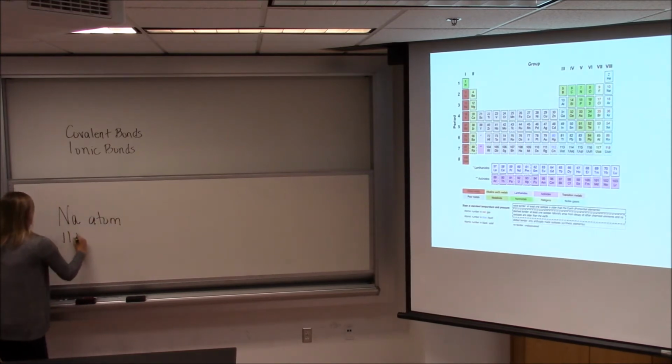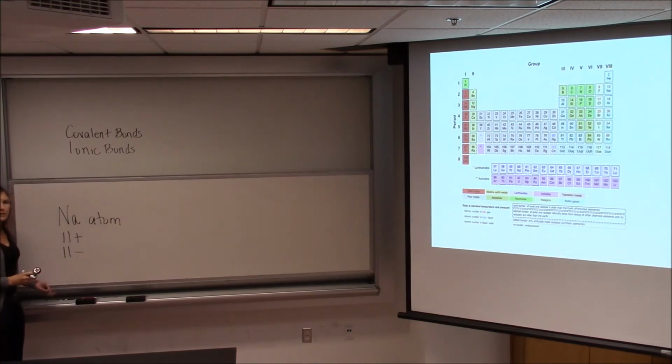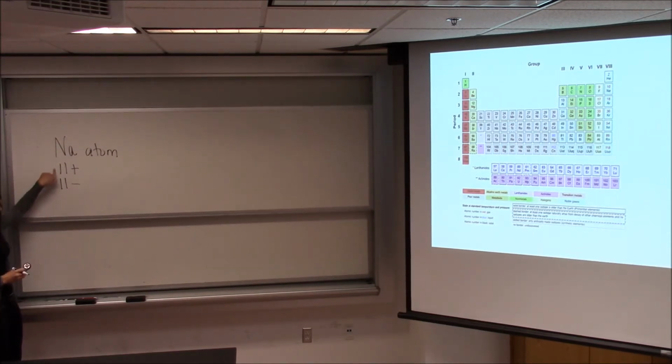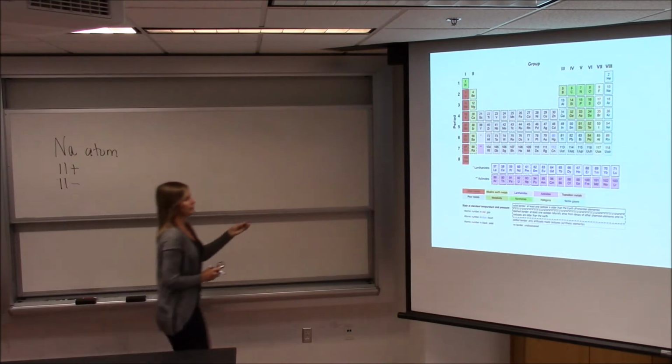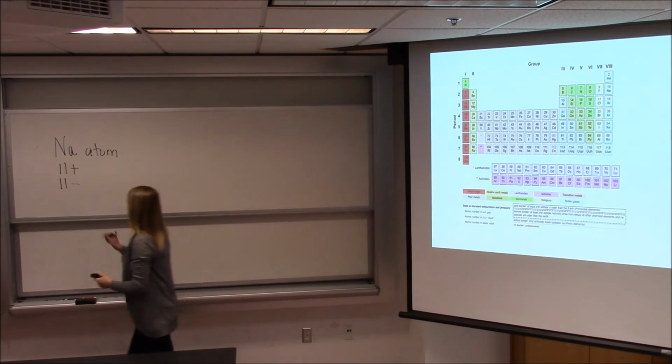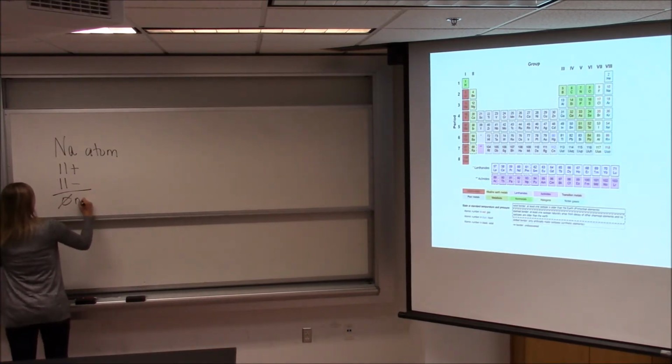has 11 protons in its nucleus and 11 electrons orbiting the nucleus. Okay, so it has 11 positively charged particles in the nucleus, and that cannot change. The number of protons in the nucleus of an atom cannot change. 11 electrons, negatively charged, orbiting that nucleus. How do I know that? Remember, atomic number. It's atomic number 11, so that means 11 protons and 11 electrons. And that means the sodium atom has no net charge.